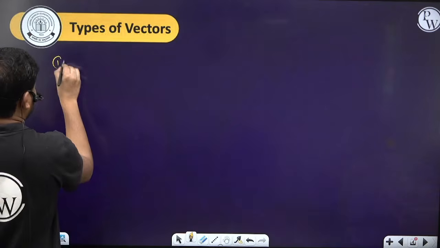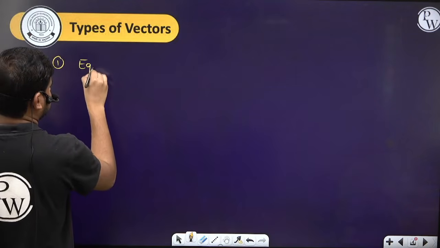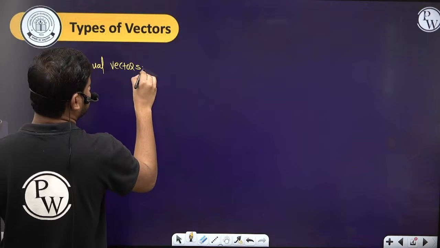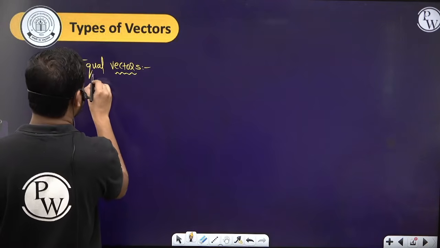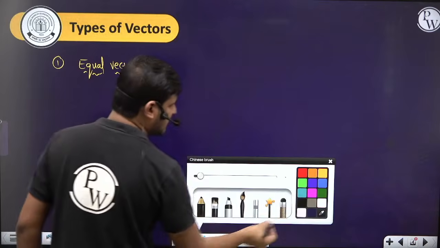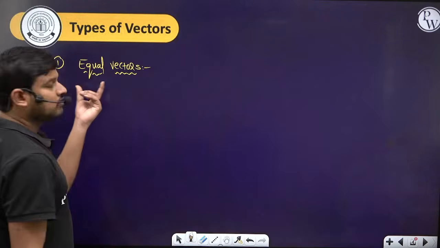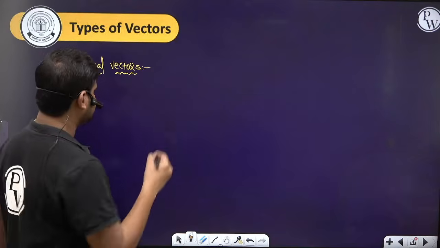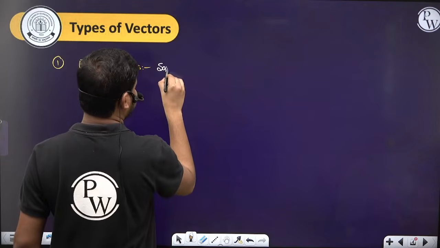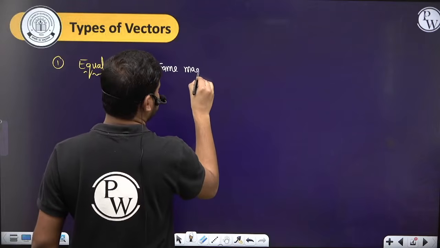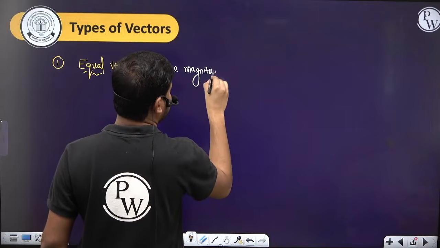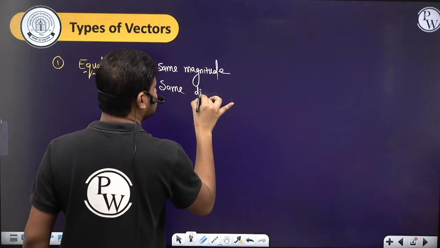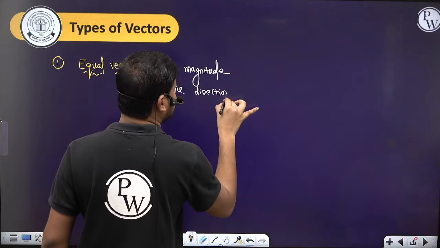The first one, let's say, is the equal vector. I'm not going to write the complete theory related to it, so you just write it in your own words. I'll explain through the diagrams. Equal vectors means the vectors which have the same magnitude and the same direction. Two vectors which have the same magnitude as well as the same direction are said to be equal vectors.